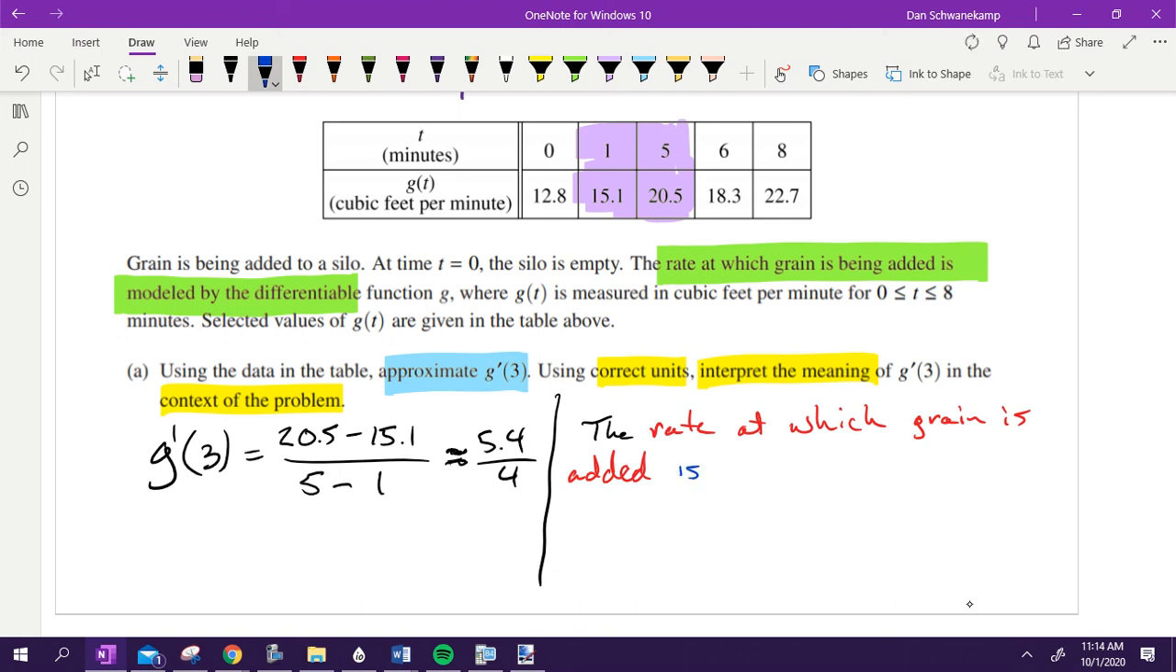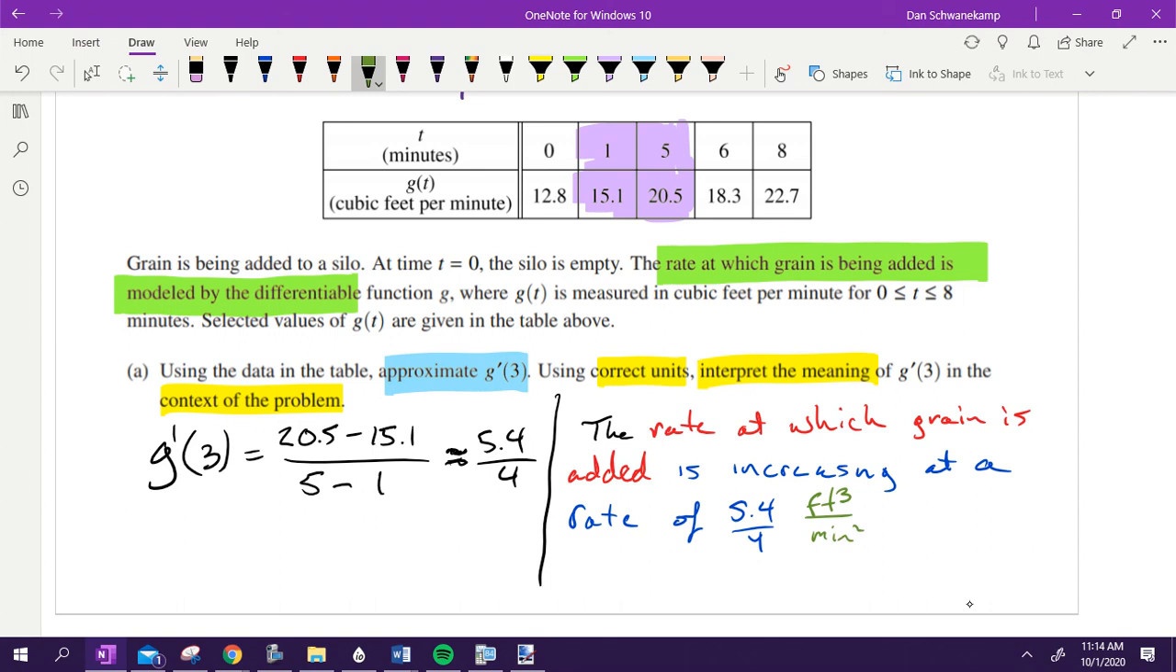is increasing at a rate of. So this is weird because it is a rate of a rate. That is what's happening. That is what makes this one difficult because you have to recognize that, oh, it's a rate of a rate. At a rate of 5.4 over 4. Then we got to go units here. Be careful because it's a rate of a rate. Cubic feet over, it is minutes squared.